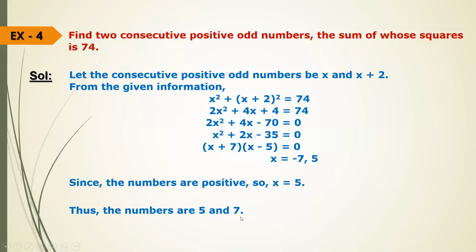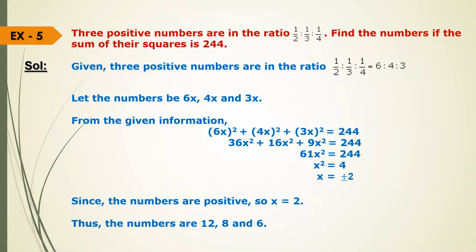These types of questions are mostly of 4 marks in the board exam. I am explaining the next question. Here, 3 positive numbers are in the ratio 1:2, 1/2:1/3, 1/4. Find the numbers if the sum of their squares is 244.